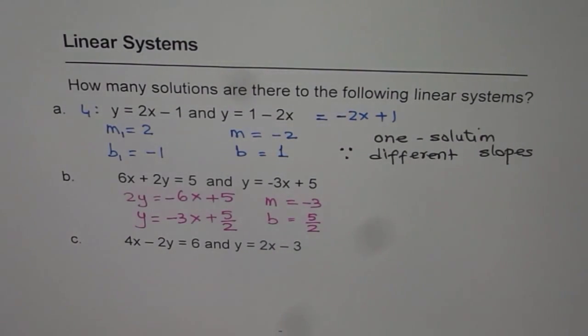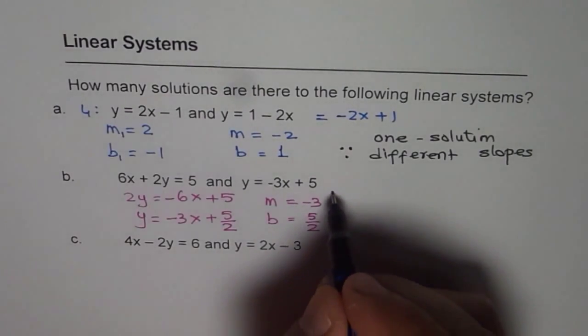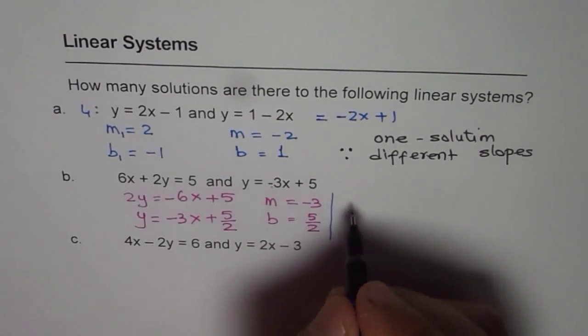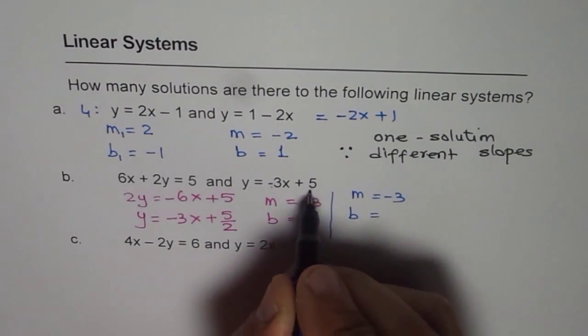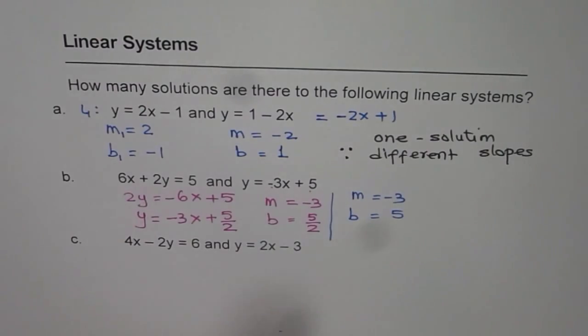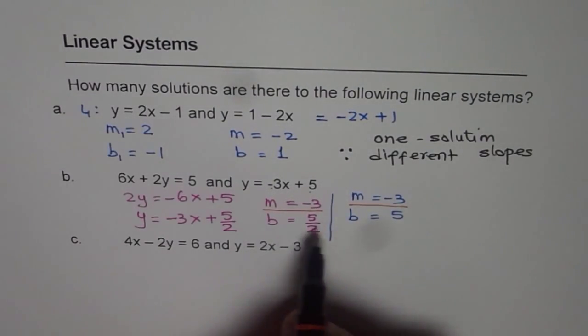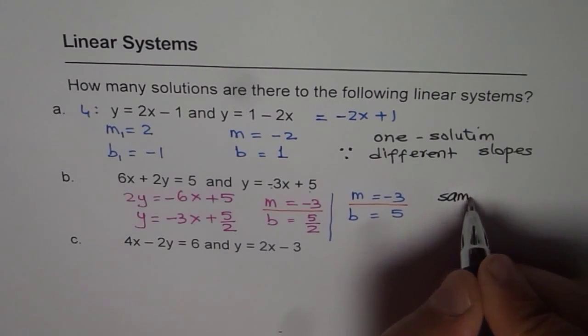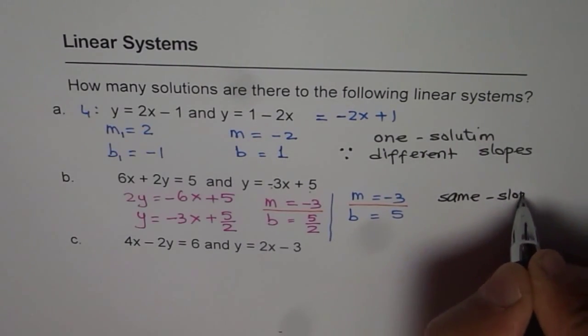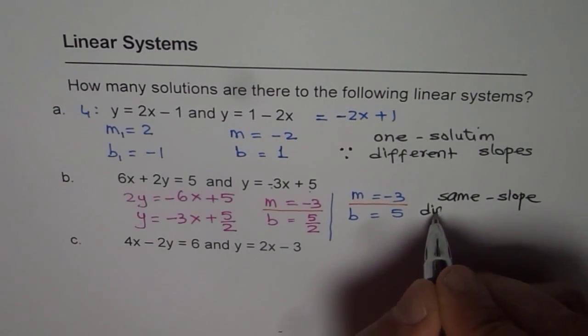Let's do it for the second line. For the second line, we have slope equal to minus 3 and the y-intercept is 5. Now if you compare the slopes, for the first line it is minus 3, for the second line also it is minus 3, but the y-intercepts are different. So what we have here is the same slope but different y-intercept.